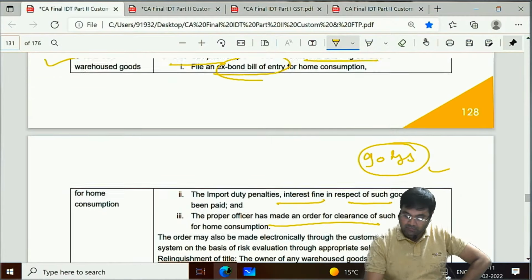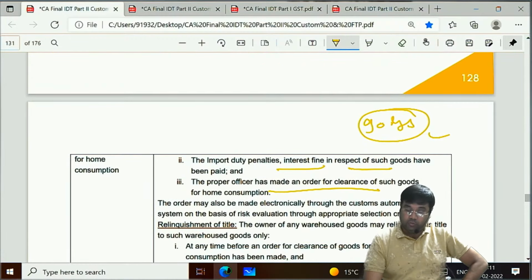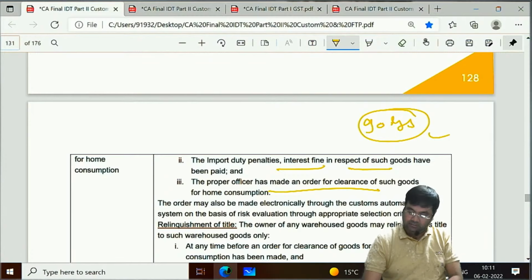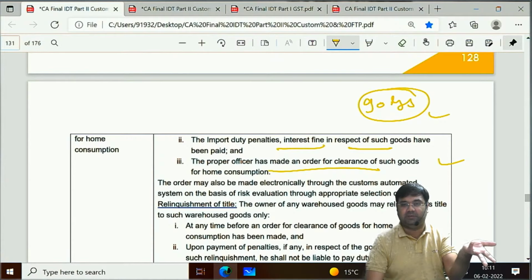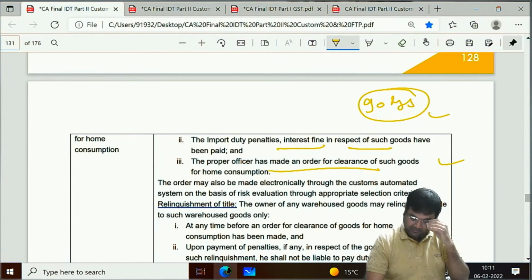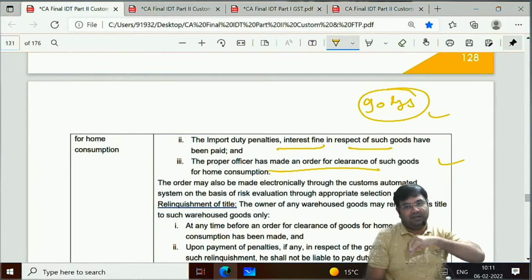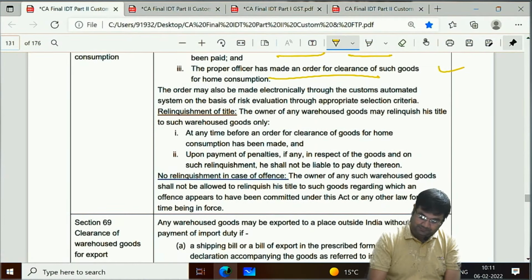So he is going to file the ex-bond bill of entry. He is going to pay duties, interest, penalty, whatever he is supposed to pay. Then the officer, after verifying that they got everything from such importer, is going to pass an order to clear the goods for home consumption. Very simple. So this is section 68. Normally orders are now electronic. Previously everything was physical; now everything is online.